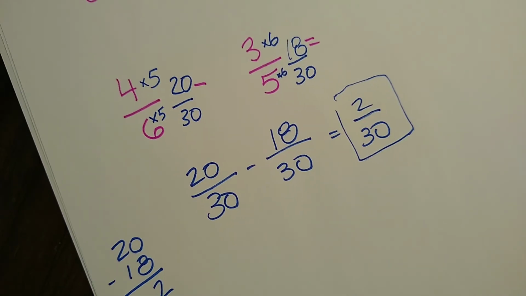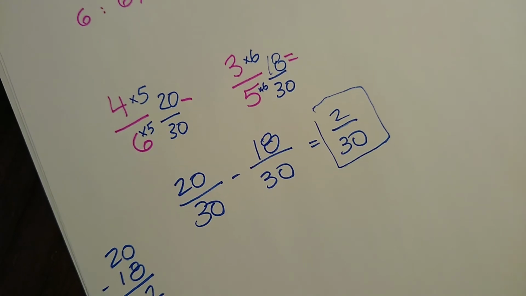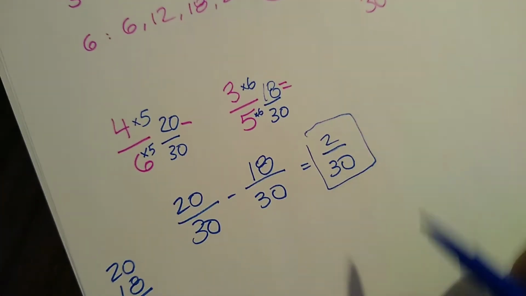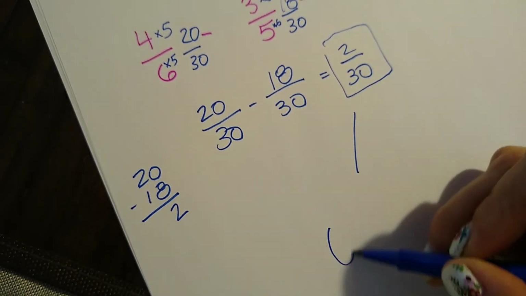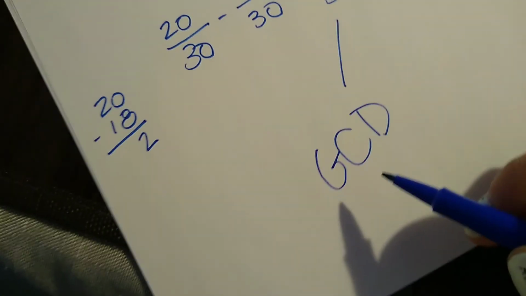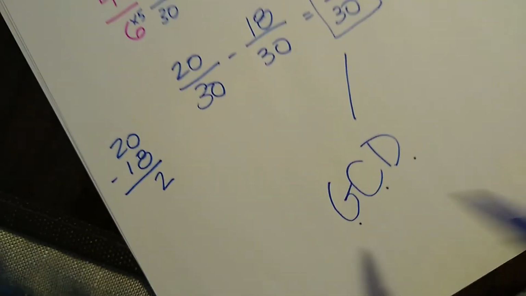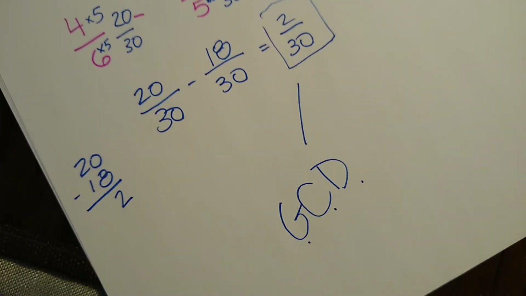over 30. And some of you are saying, oh, Miss, we can actually reduce that. And it's an easy way. We do not need to look for the GCD, which is the greatest common divisor. I think I'm going to make a video on that another time.